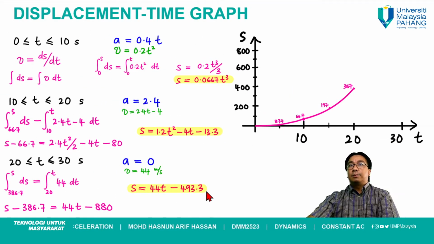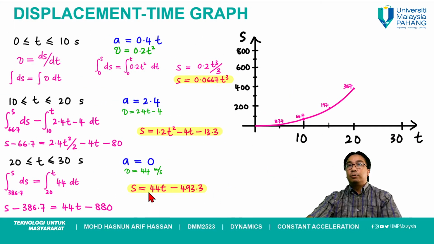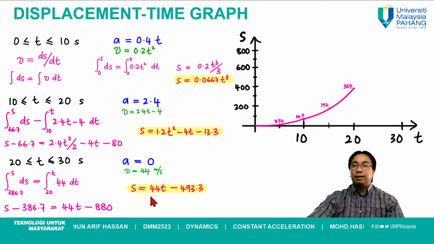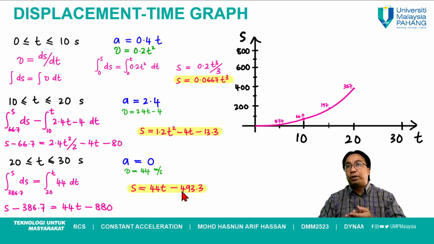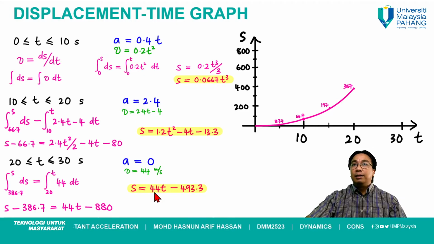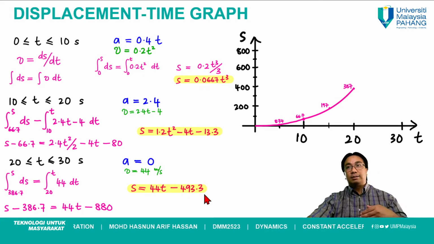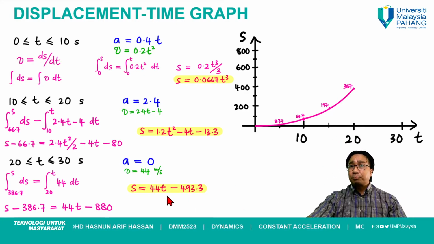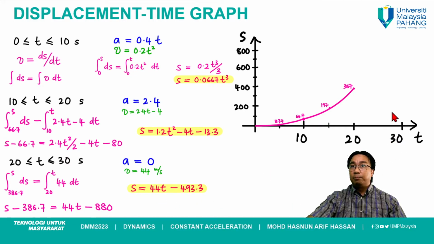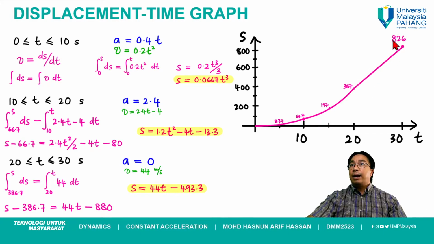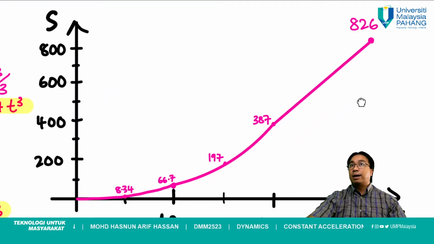Okay, let's continue to the last phase. S is 44t minus 493.3. This is clearly a linear graph, a straight line linear graph. So what you have to do is just substitute the value 30 in here to get 826. Okay, 826 is the last value.